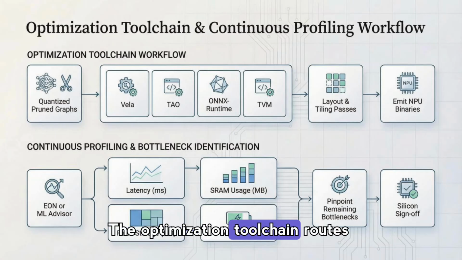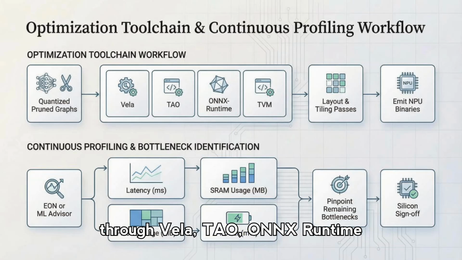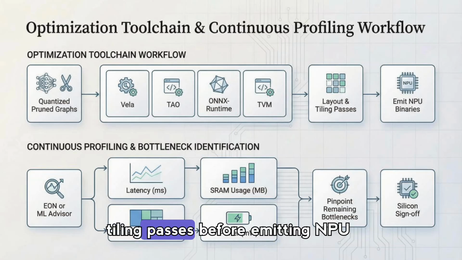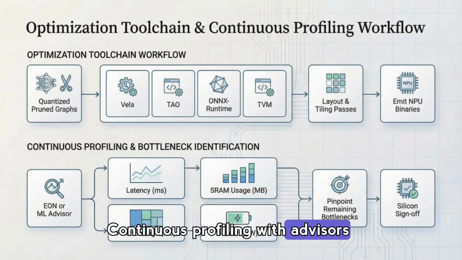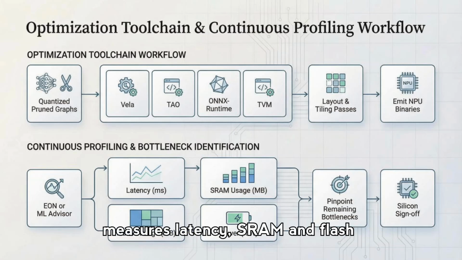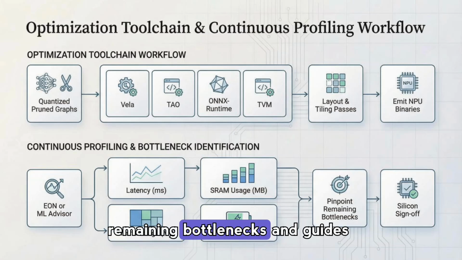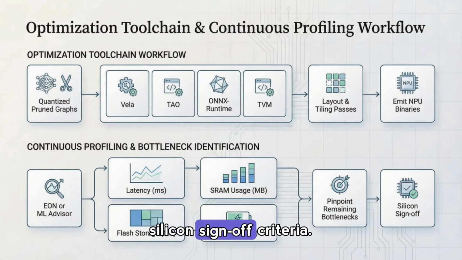The optimization toolchain routes quantized and pruned graphs through Vela, TAO, ONNX Runtime, and TVM, then applies layout and tiling passes before emitting NPU binaries, forming a repeatable flow. Continuous profiling with advisors measures latency, SRAM, and flash usage and power, pinpoints remaining bottlenecks, and guides iterative fixes until the design meets silicon sign-off criteria.